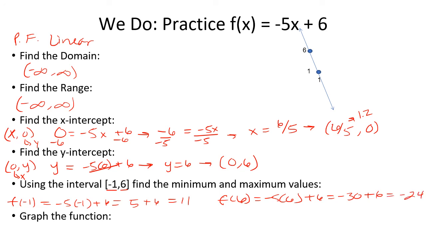So now I've found the values. I'm going to determine which is max and which is min. 11 is my max, and negative 24 should be my min.